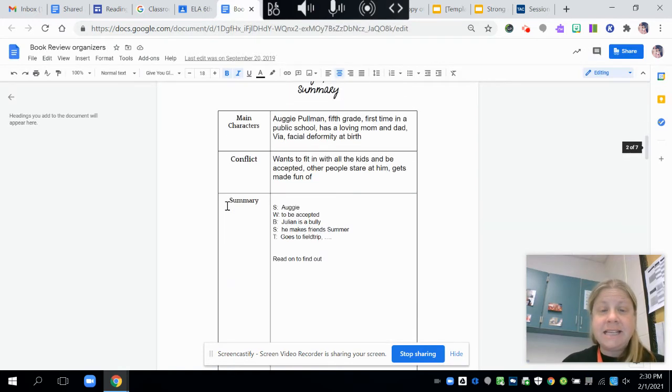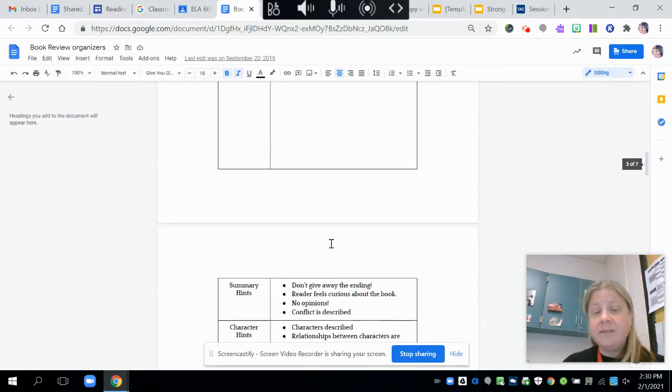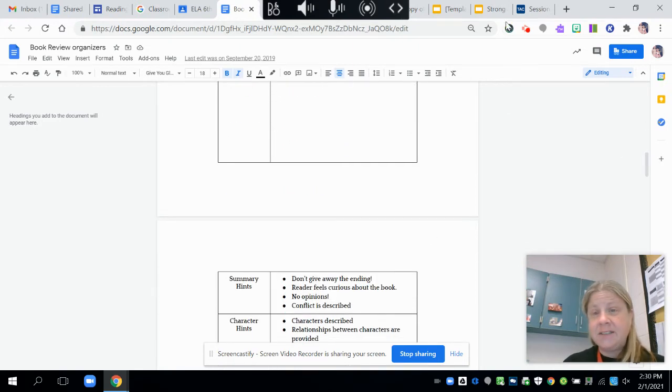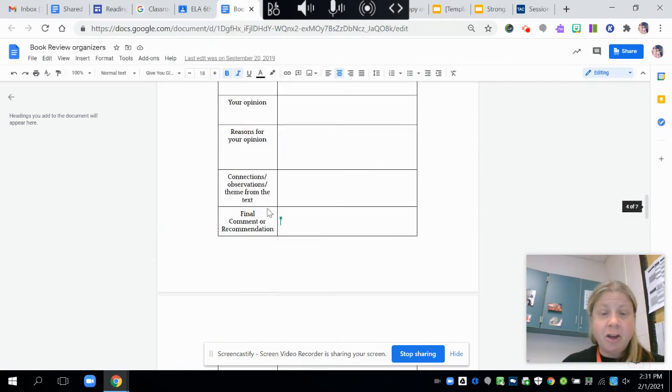Then we want to look, did they provide a summary talking about the main character, the conflict, and not giving away the ending, making us feel a little curious? So I have a general idea of what the problem is. It looks like Greg's grandpa had to move in, but it's a little fuzzy from there. I'd like a little bit more details about Greg, maybe a little more description about that main character.